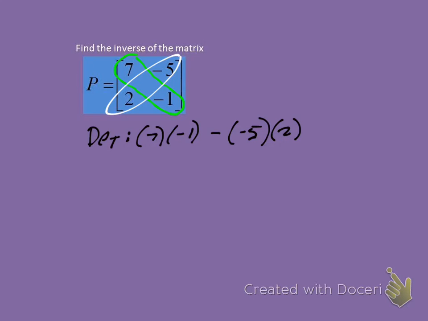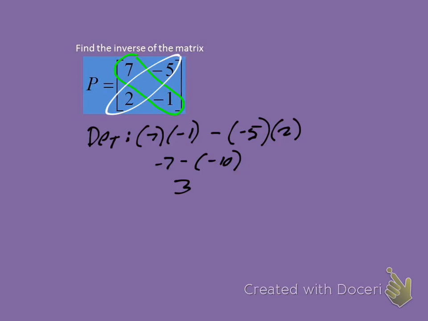Okay, 7 times -1 gives you -7, minus -5 times 2 gives you -10, -7 plus 10 gives you 3. So your determinant is 3. You figured that out first, all right? Now, this is where you use the formula that you just wrote down.